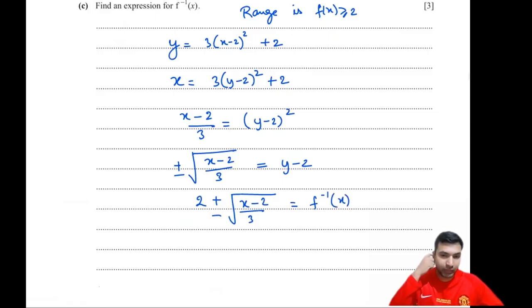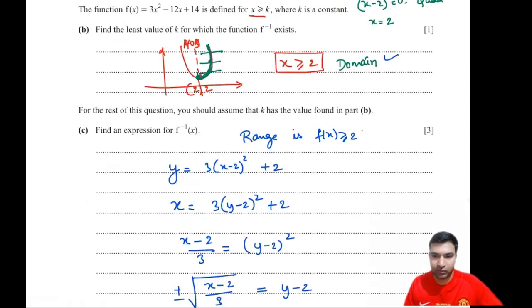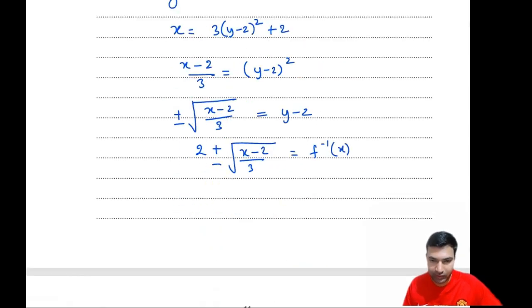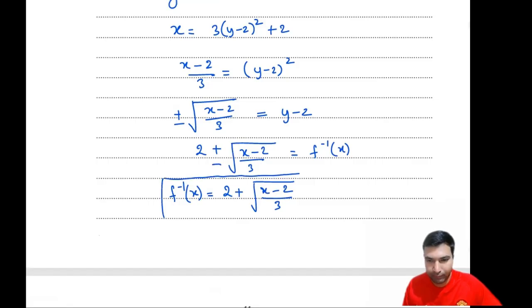Now we get plus and minus, so how do I decide whether it should be plus or minus? I clearly see that the domain of f of x becomes the range of f inverse of x. So the range is positive, greater than or equal to 2. So when will this be positive? When I take the positive sign: 2 plus the square root of (x minus 2) over 3, because a square root is always a positive quantity. So that is the expression for f inverse of x. Let me underline this. Got it?